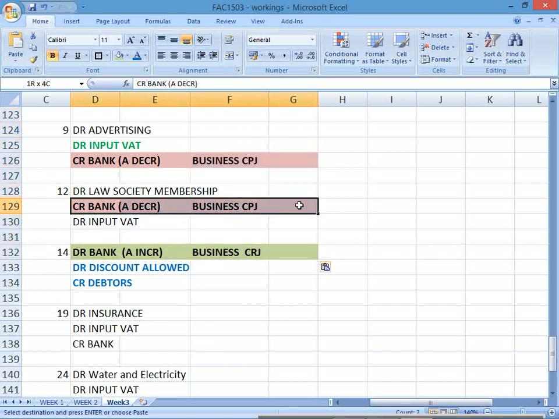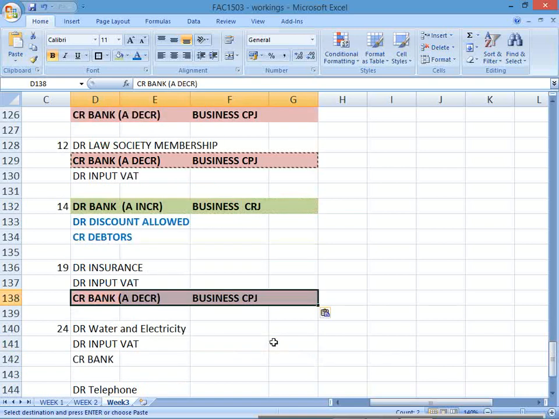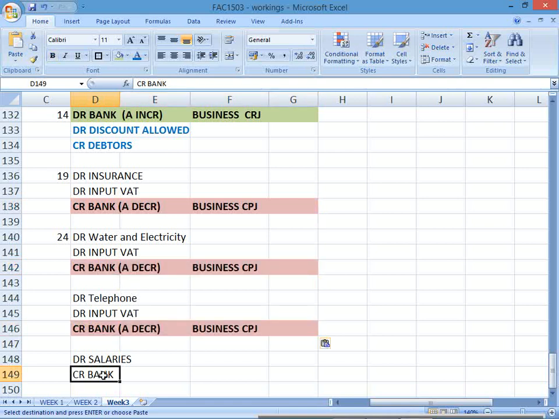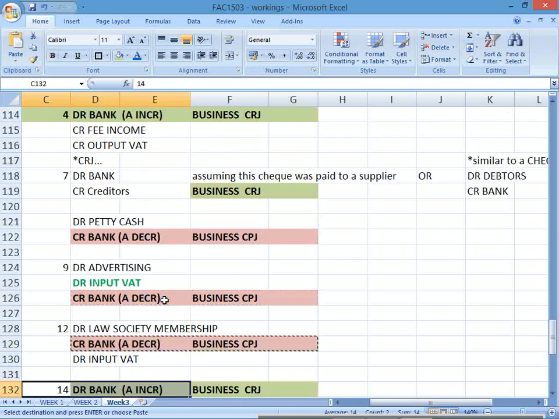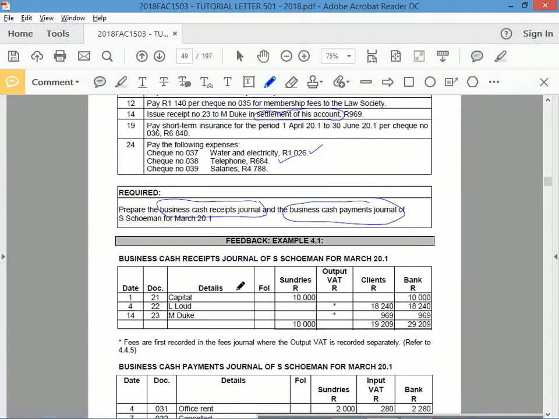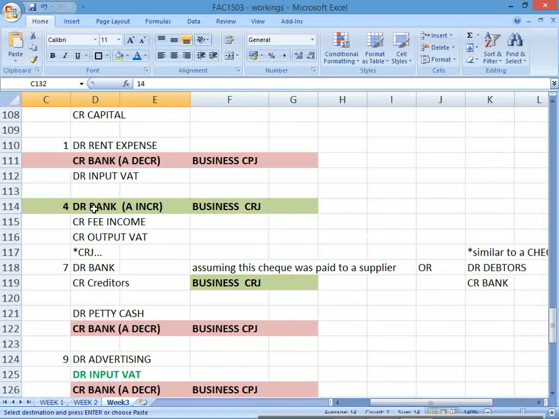Number 19. Did bank go up or down? Down again. CPJ. The last 3, same thing: CPJ, CPJ, CPJ. So let's see the ones that we've identified. Number 14, number 7, number 4. In their answer, see it there, so it was right. So reversing out a check for number 4, for the fee income.